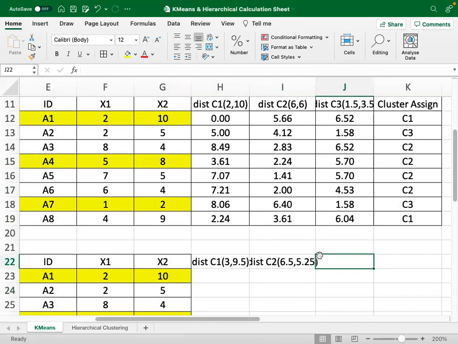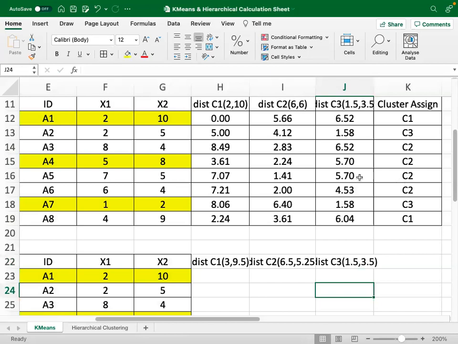C3, there is no change, right? C3, there is no change. So we'll go with the same centroids. C3, there is no change. So 1.5, comma 3.5. The original centroids did not change for C3. So we'll go with the same centroids.